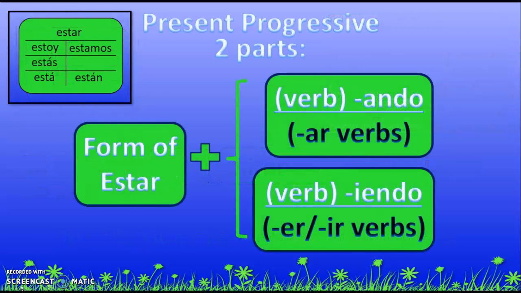So just to wrap this up, remember to do the present progressive. You're going to use a form of the verb estar, and then whatever verb you're using, if it's an AR verb, you'll drop the AR and replace it with the ending ando. If it's either an ER or an IR verb, you will drop the ER or the IR and replace it with the ending yendo. That will make the present progressive to say what you're doing at the time.